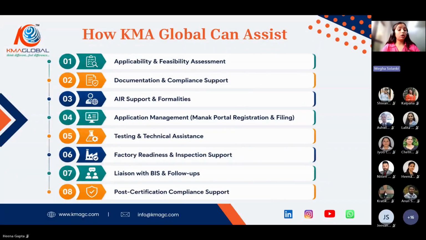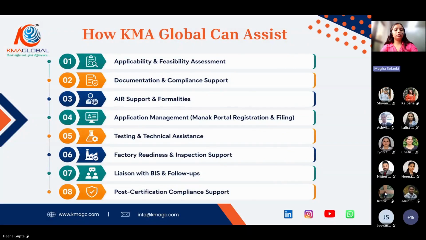Our support does not end after the license is granted. We continue to assist you with post-certification compliance support as well. In simple words, KMA Global is your complete support system from understanding the requirements to getting the license and beyond.